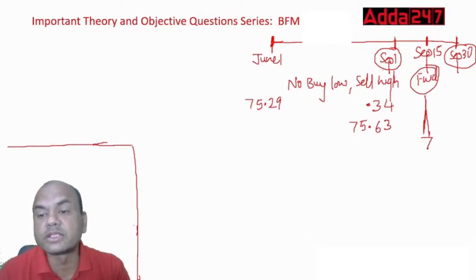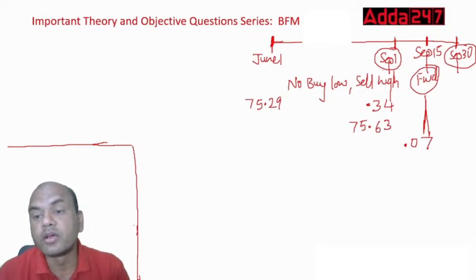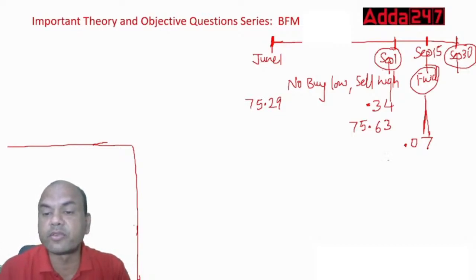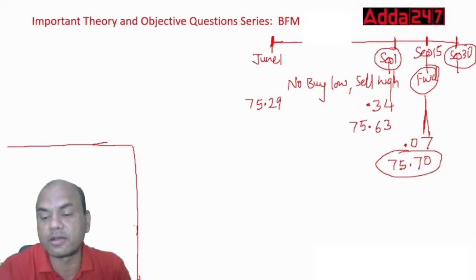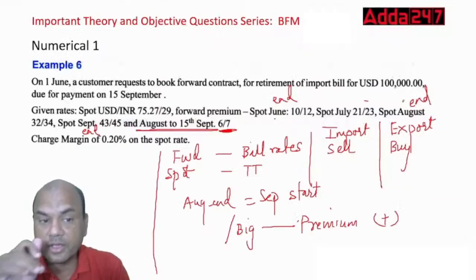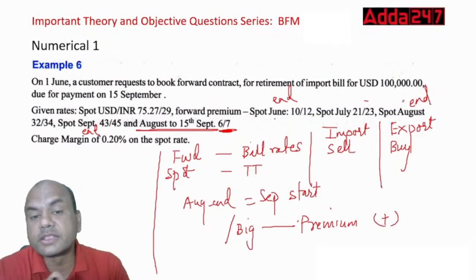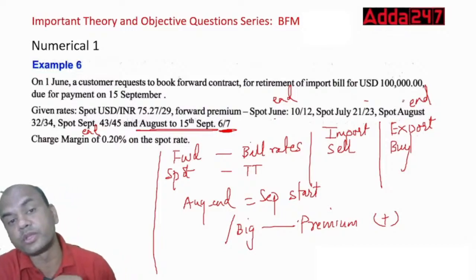But I won't take only 7. It is 0.07, because we require digits after the decimal point. So 0.07. Again, premium or discount? Premium, so I'll add this: 75.63 plus 0.07 is 75.70. This will be my rate for September 15, the exact rate for selling. But is this the final answer? No, this is not the final answer.